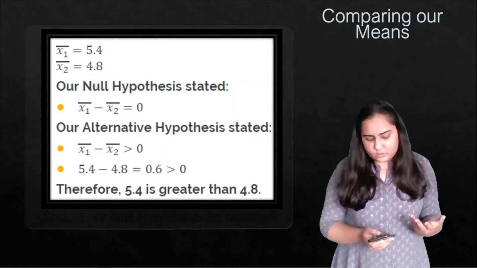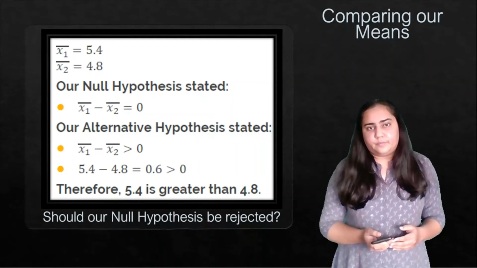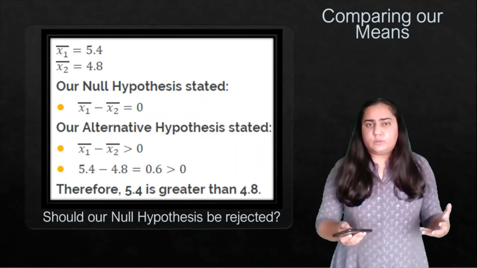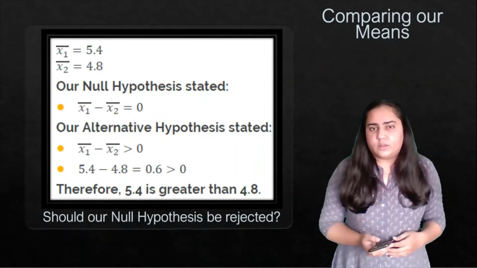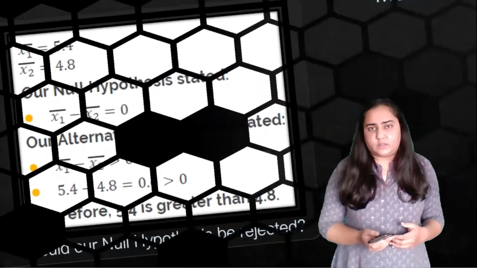So we are comparing the means first of all. Now, based on this, should our null hypothesis be rejected?